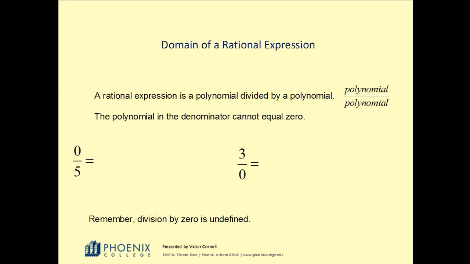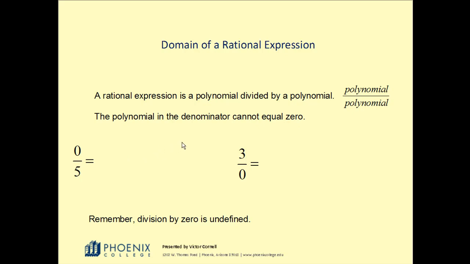In this exercise, we're going to look at the domain of a rational expression. A rational expression is a polynomial divided by a polynomial. Now, the polynomial in the denominator cannot equal 0. You cannot divide by 0. It's easy to see if we look at numbers.